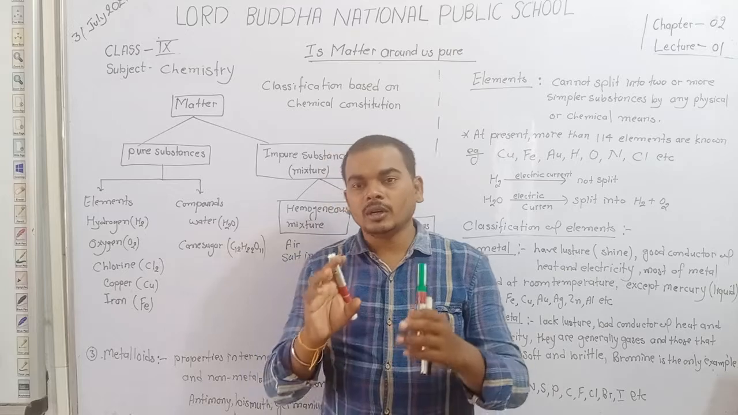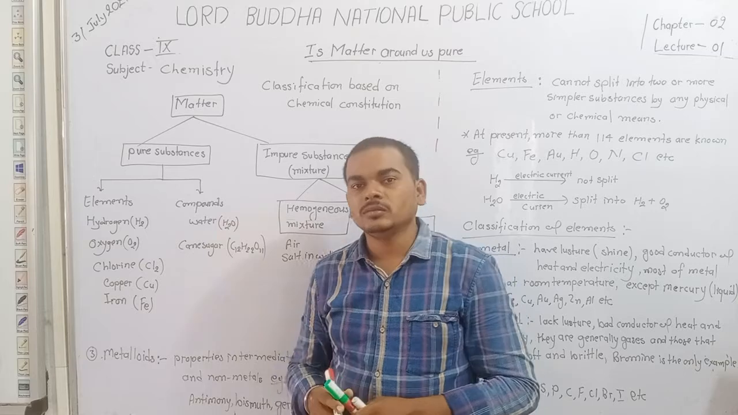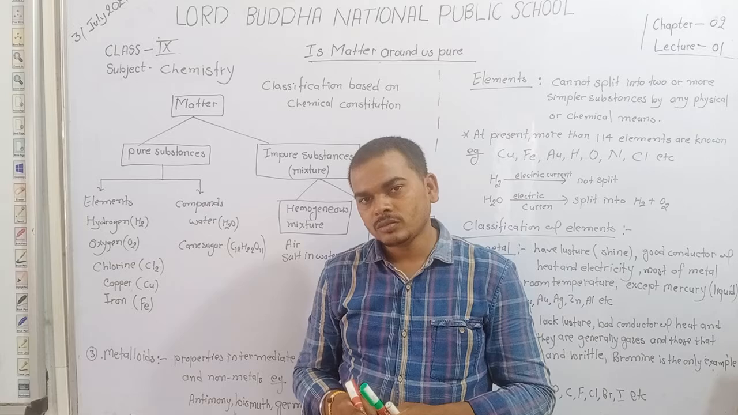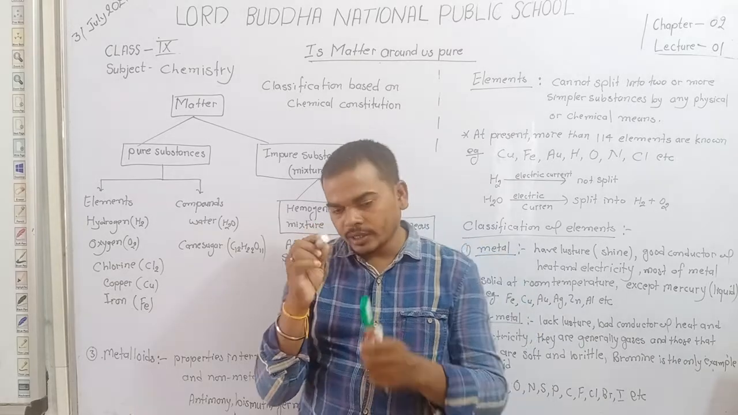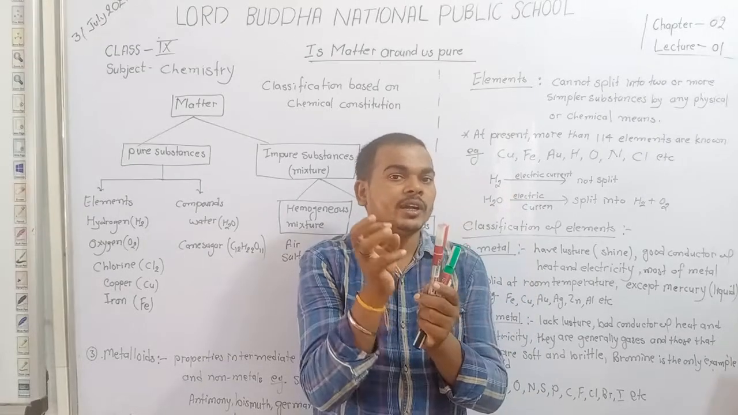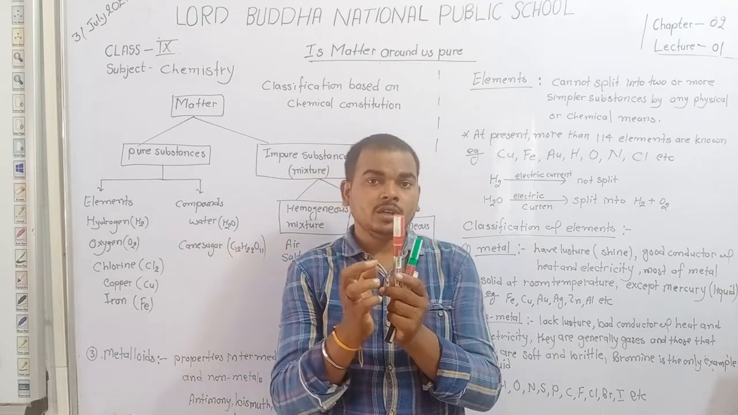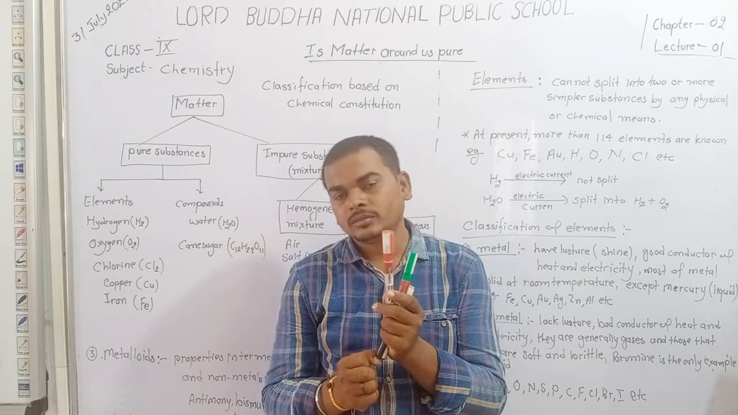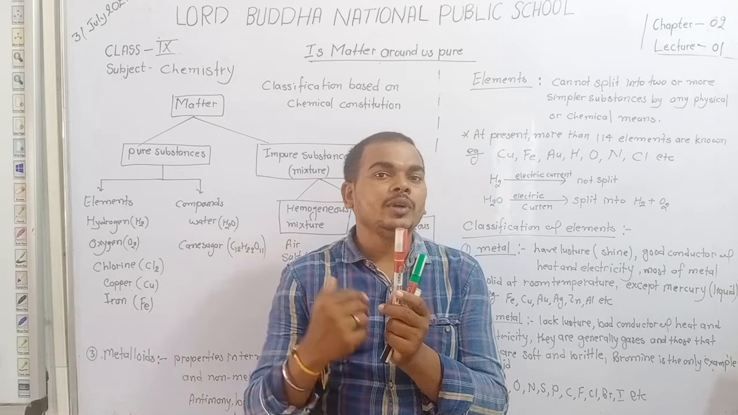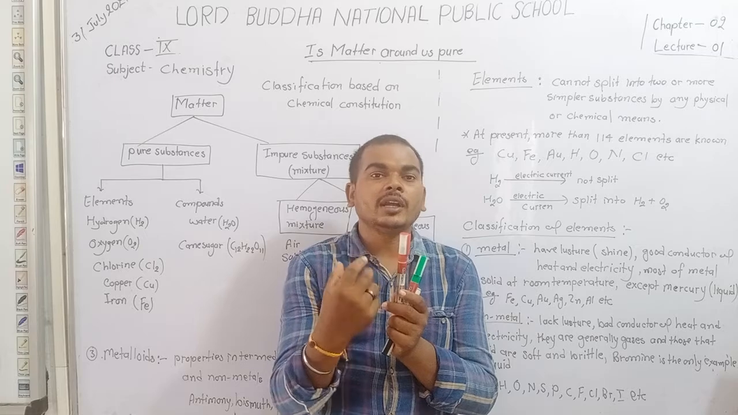As an example, on the jar of ghee you read "pure desi ghee". Dear student, it means desi ghee is pure, that it does not contain any impurity. Pure milk means milk does not contain any impurity. Pure honey means honey does not contain any impurity. Pure salt means it does not contain any impurity.